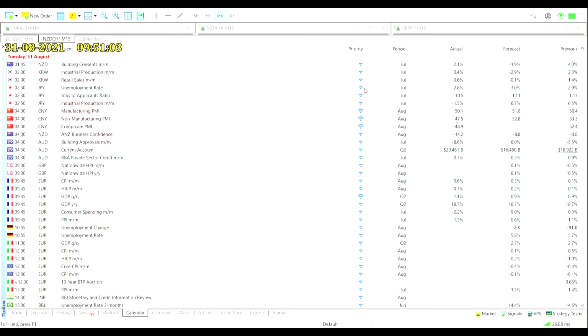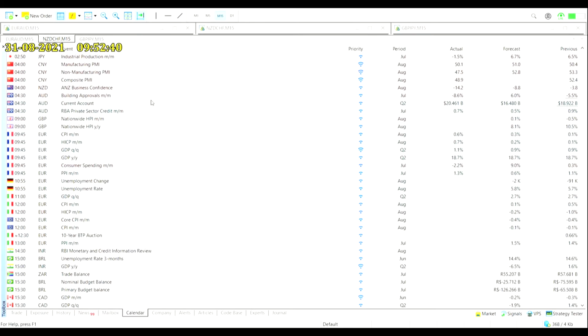Japanese unemployment rate is just a little bit of a beat for them there, 2.8% against 3% forecast. Industrial production month on month though, negative 1.5% instead of the positive 6.7 forecast. Really disappointing for them there. Over in China, manufacturing and non-manufacturing purchasing managers index coming in a little bit weaker than expected. Manufacturing 50.1 against 51 expected, and non-manufacturing 47.5 against 52.8 expected. So that was a bit of a miss.